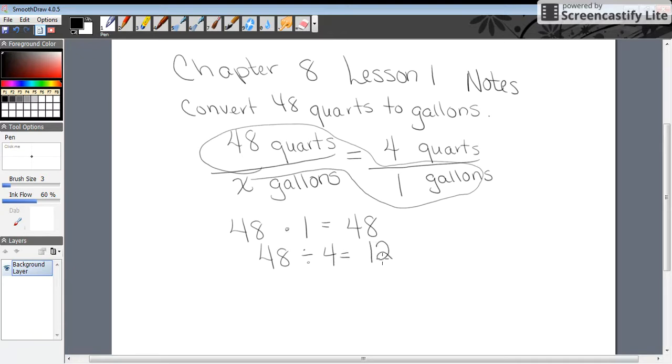Now, we are not done yet. As you know, we have to make sure that we have our label. Go back and see where your variable was. We already have our label listed there with it, so our answer for this problem then is 12 gallons. Circle it, and there's your answer.